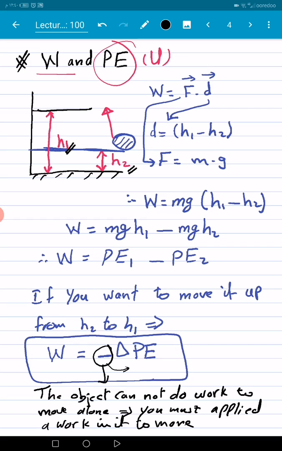The meaning of the minus sign is that an object with potential energy cannot move by itself. If you want to move it, you must apply force to it.